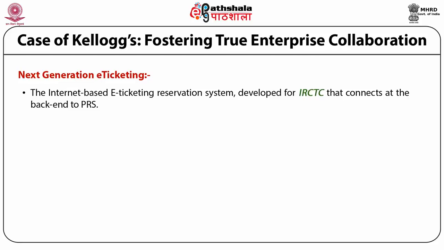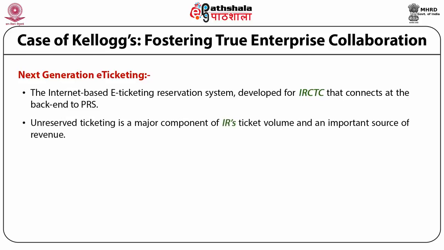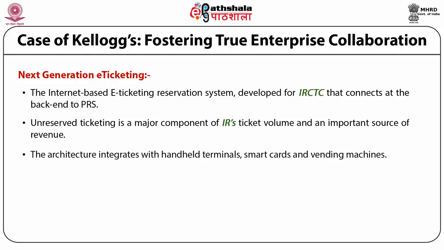PRS. The computerization of India's railways unreserved ticketing system. Unreserved ticketing is a major component of Indian Railways ticket volume and an important source of revenue. UTS delivers fast unreserved ticketing from dedicated counters, replacing manual printed card tickets. The architecture integrates with handheld terminals, smart cards, and vending machines.